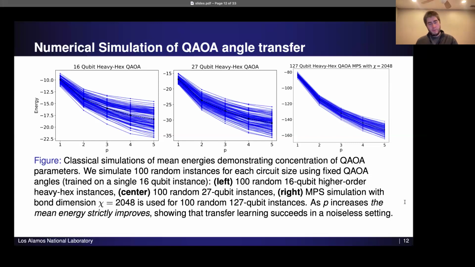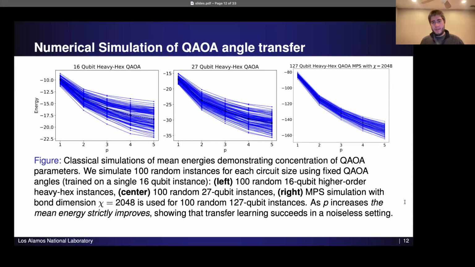Okay, and then in the middle plot, what we've done is we've used those exact same angles, no changes, and we've run QAOA simulations for 27 qubit problem instances. Okay, so that's a bit of an increase. And again, we see a nice decrease in energy like we want as a function of P.